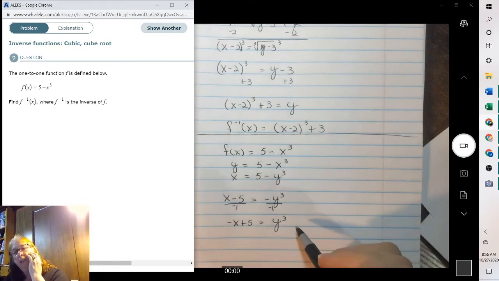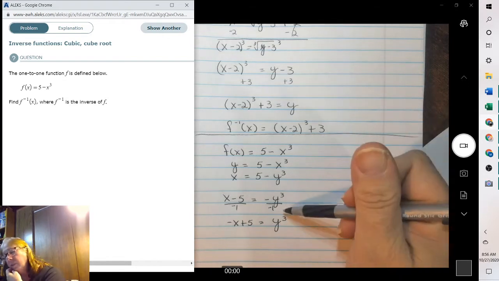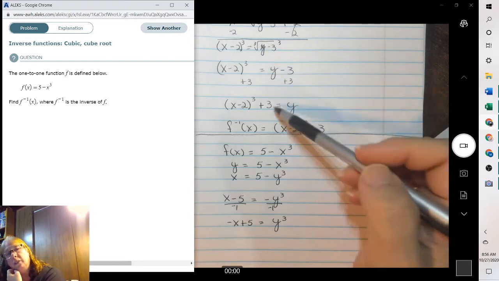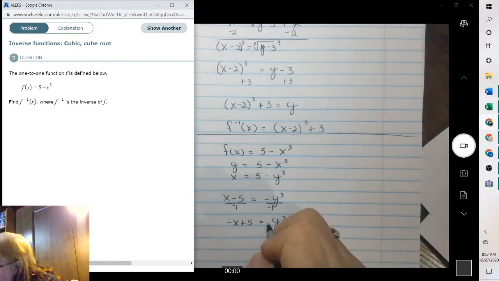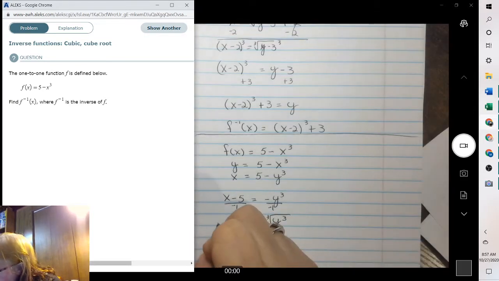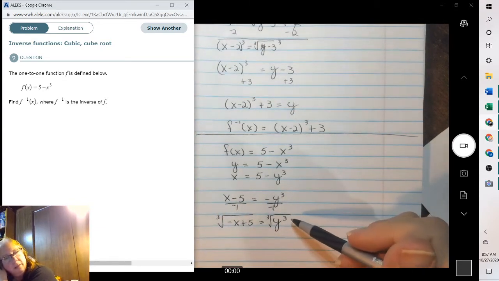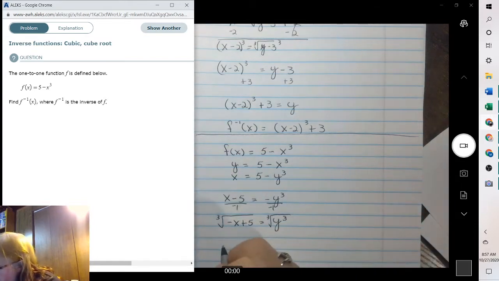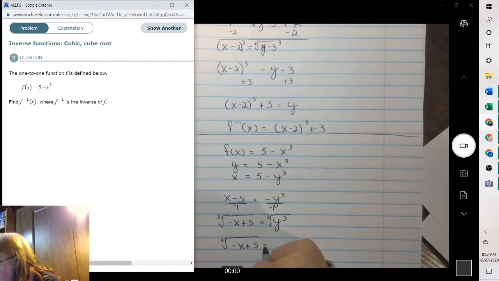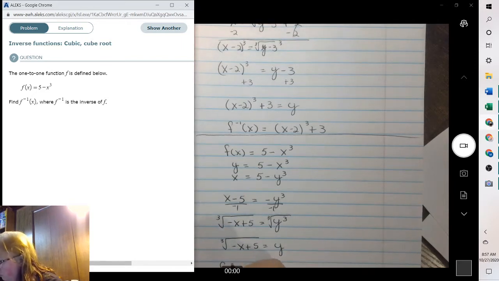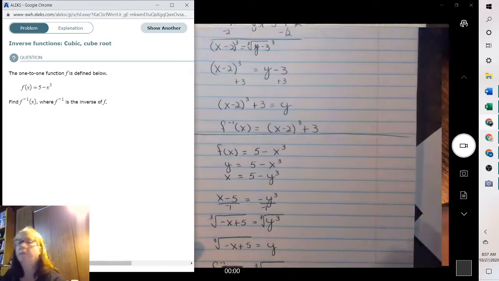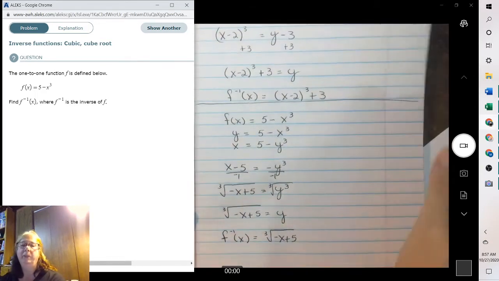And then to get rid of a cube root, just like over here, to get rid of a cube, you use the cube root. It's just the opposite of this one. So we take the cube root of both sides. Now you don't use a plus or minus when the root is odd. So it's only the positive. And then change it to f inverse. Let me move it up a little, but that's all that's to it.